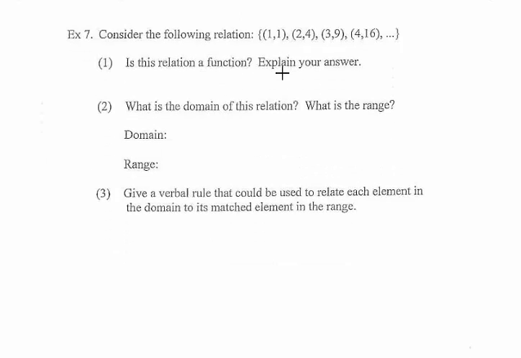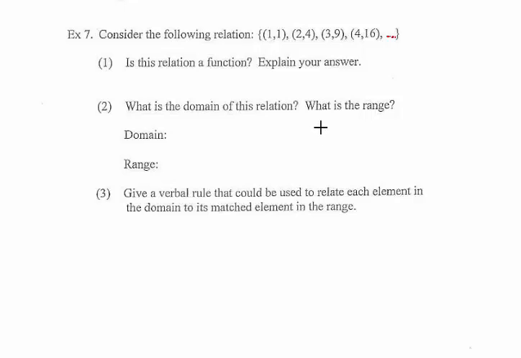Example 7, we're shown a set of ordered pairs. 1 is assigned to 1, 2 to 4, 3 to 9, 4 to 16, and there is a pattern with the numbers. And we're told, using these ellipses, that there are more ordered pairs. They keep going. They don't just stop at 4, 16.